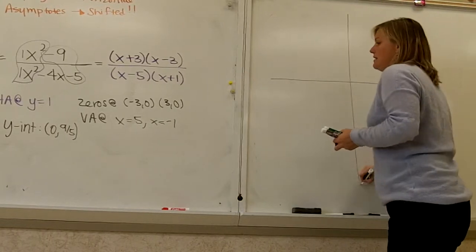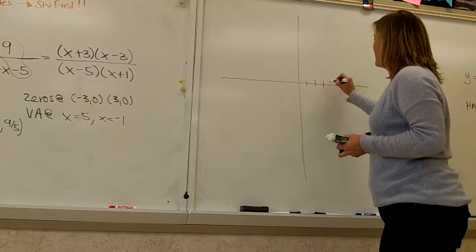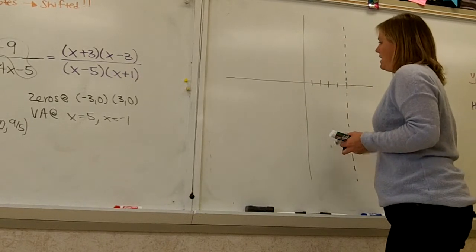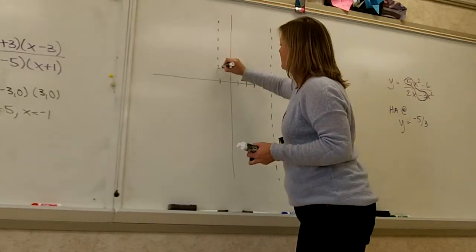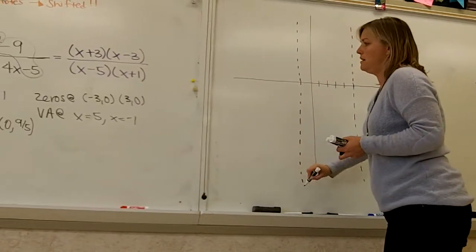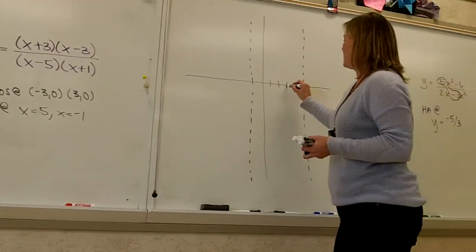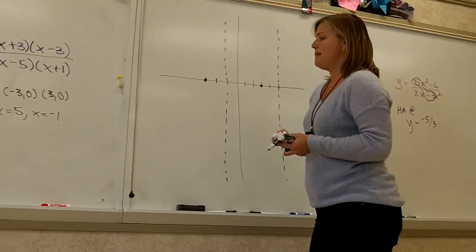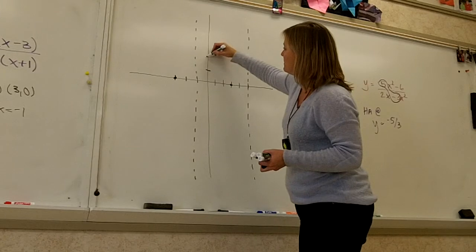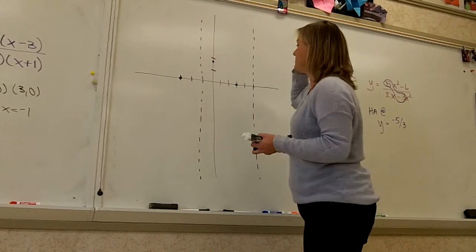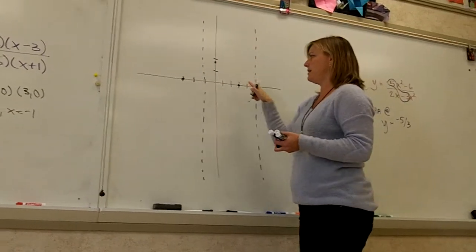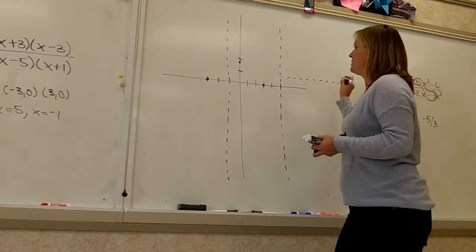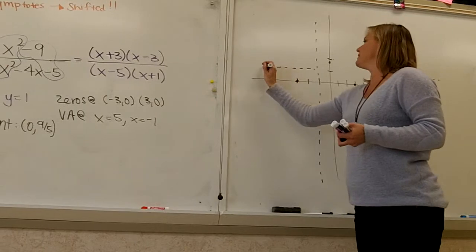Here's my xy axis. I have a vertical asymptote at 5, and I have a vertical asymptote at -1. I have a 0 at 3, and I have a 0 at -3. My y-intercept is 9/5, which is close to 2. Oh, I already see that cubic action happening in there. And then here out on the ends, I have a horizontal asymptote at 1.